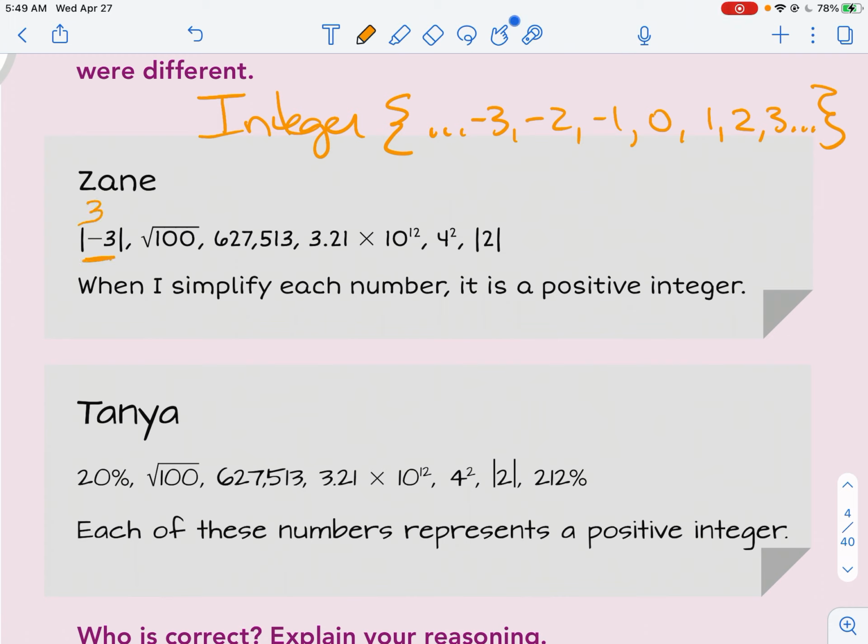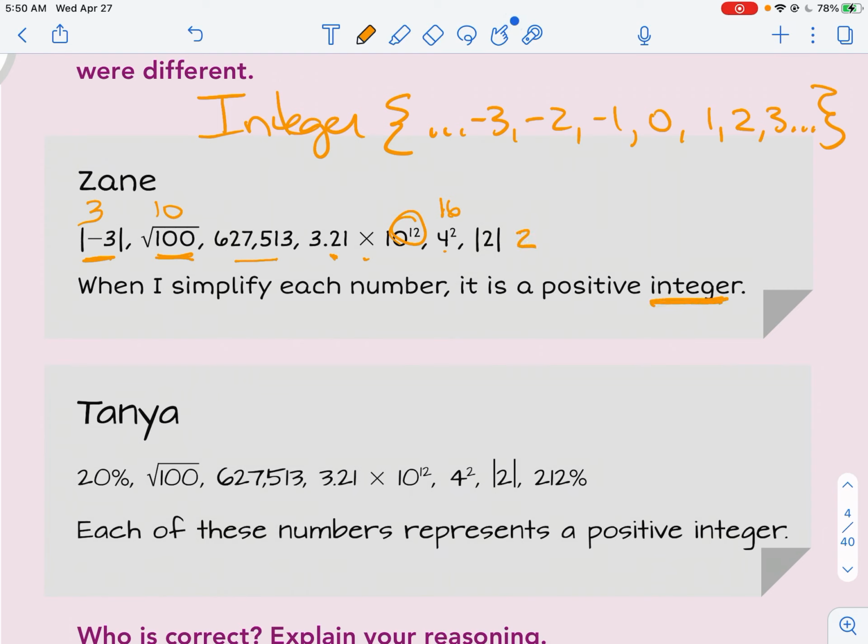What times itself gets 100? 10 does. This is positive. Guys, this one has a positive exponent, so that means this is going to be a big number, but it's going to be a positive number. 4 squared, that's 16, and the distance from 0 to 2 is 2. So yes, all of these are positive integers.